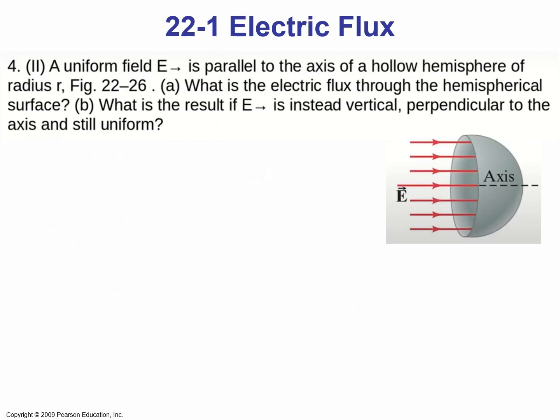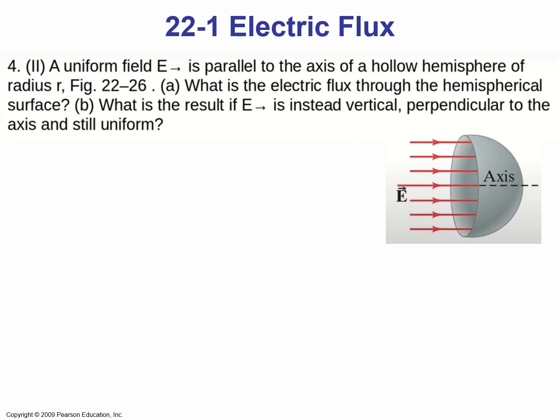Another example, problem number 4 from the book. A uniform field E is parallel to the axis of a hollow hemisphere of radius r, as shown in this figure down in this slide. Part A asks, what is the electric flux through the hemispherical surface, which is shown in the grayish hemispherical area?